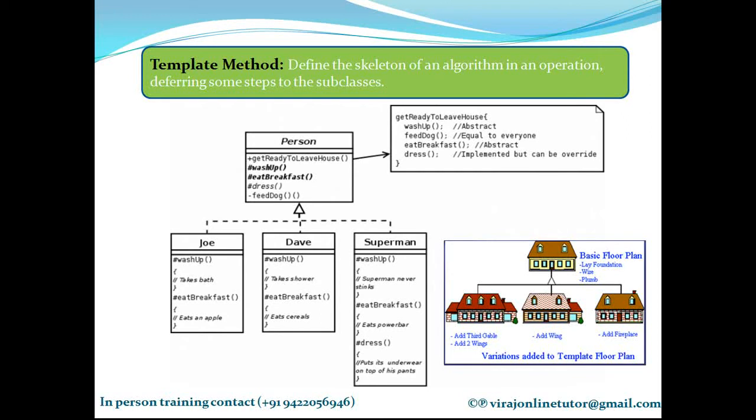So I have a very simple example on the screen here. I have one person, okay, and this person has different operations that need to be done. So what are those different operations? Get ready to leave house. He needs to get ready to leave house. So this function is nothing but an algorithm. So these are the 4 steps of the algorithm.